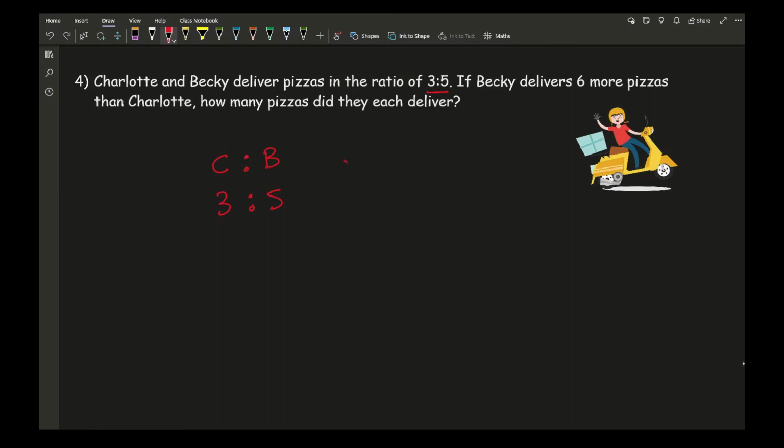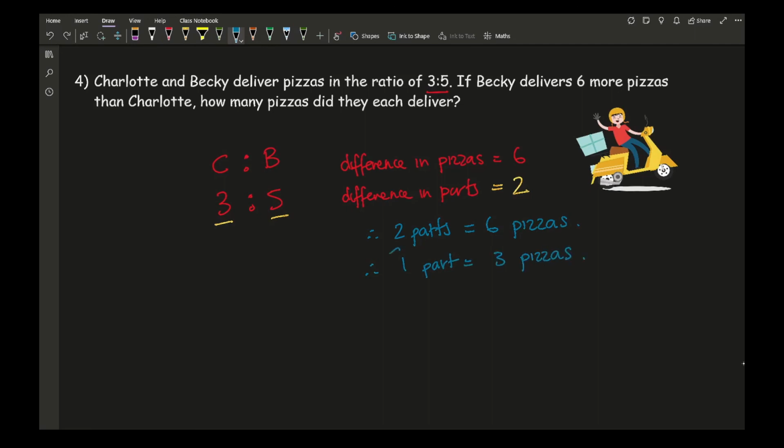Now if we look at the difference in the pizzas, that equals 6, and then we look at the difference in parts. So if we look at the difference between the two parts of 5 and 3, we know that here we've got the difference of 2 parts. So that means that 2 parts equals 6 pizzas, which also therefore means that 1 part is going to equal 3 pizzas.